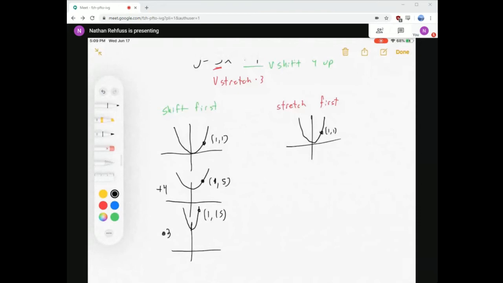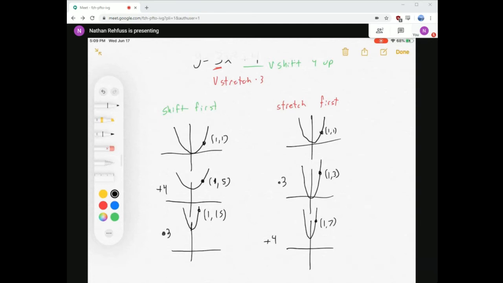The stretch is going to multiply everything by 3. All the y coordinates, that is, not the x coordinates. Those stay the same. So this becomes the point 1, 3. And then when we do our shift, this whole thing is going to move 4 units up, and this is going to be the point 1, 7. So you see we get a different answer depending on whether we shift first or whether we stretch first.